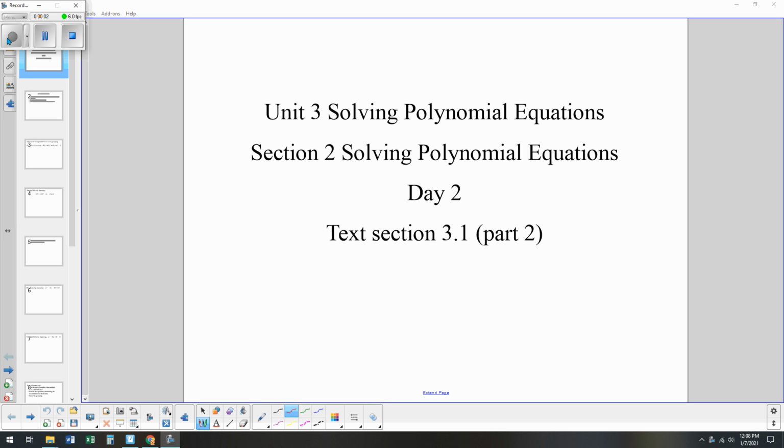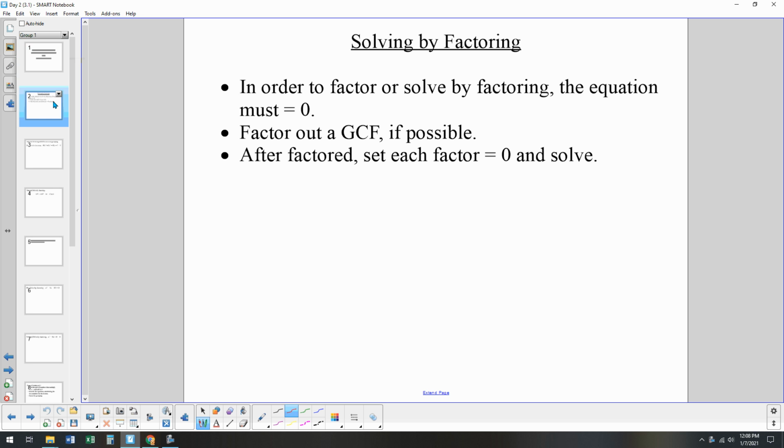This is the second day of Unit 3, Section 2. We are still in text section 3.1. Today we're going to talk about solving by factoring. So in order to factor or solve by factoring, the equation has to equal 0. So if it doesn't equal 0, we're going to have to move some terms around so that it does.